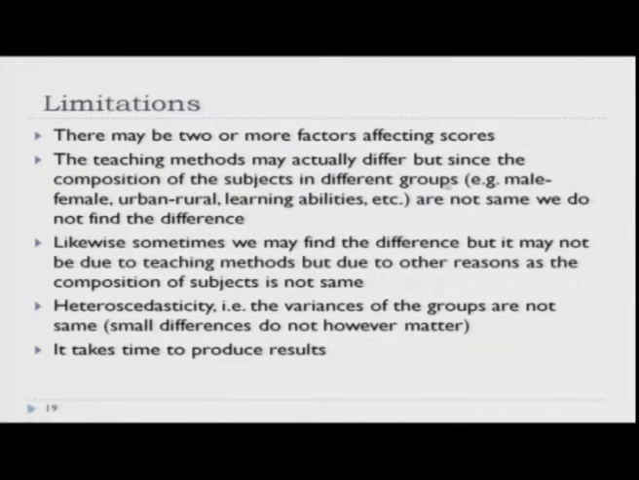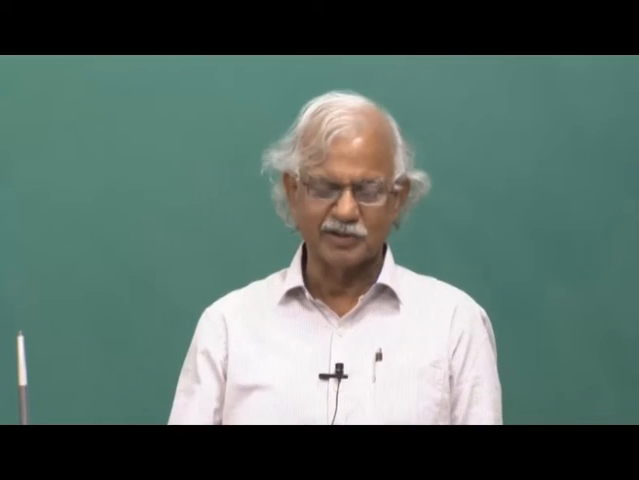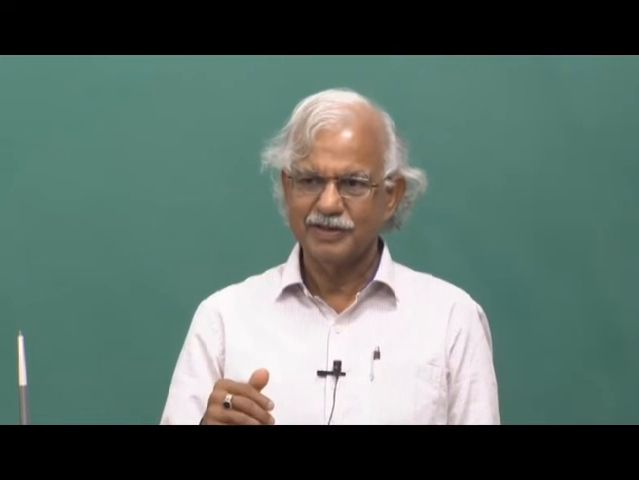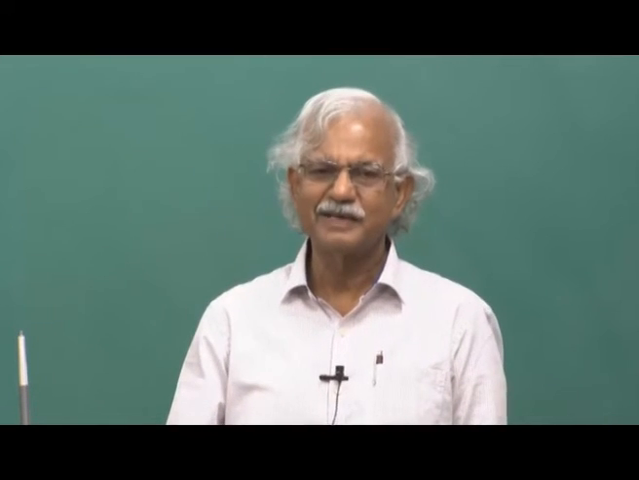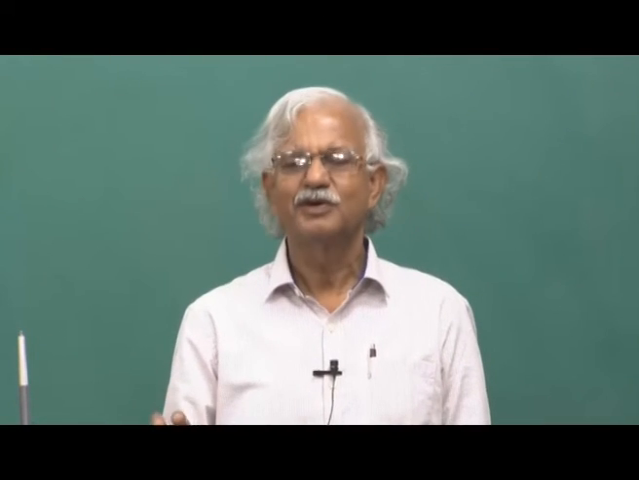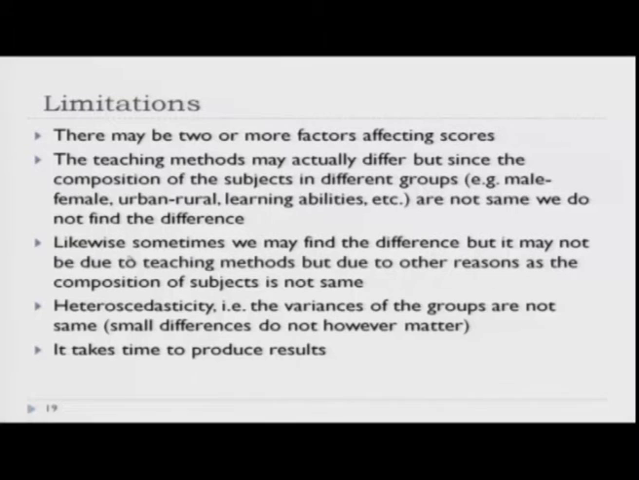The teaching methods may actually differ, but since the composition of subjects in different groups in terms of gender, urban, rural, learning abilities, etc., may not be same, we do not find the difference. One reason why we do not find the difference is that maybe those exposed to better teaching methods are actually inferior, and those who are exposed to poor teaching methods are superior. So, the effects get neutralized. Therefore, allotment of subjects to 3 groups is a very important exercise. It has to be done in a manner that there are minimum differences among subjects in 3 groups. Sometimes we may find the difference, but it may not be due to teaching methods, but due to other reasons, as the composition of subjects is not same.